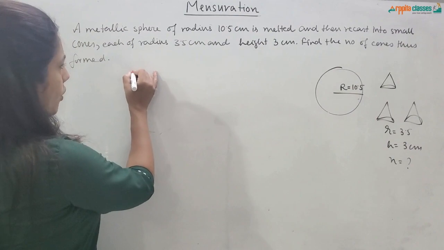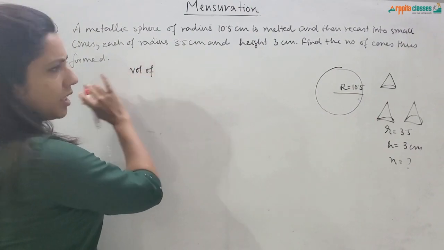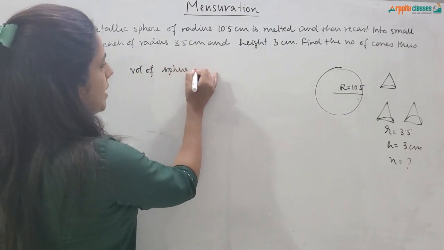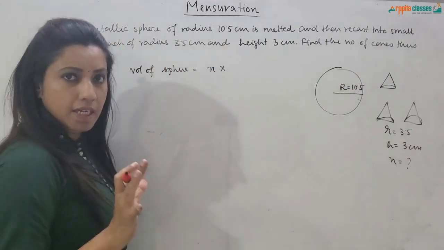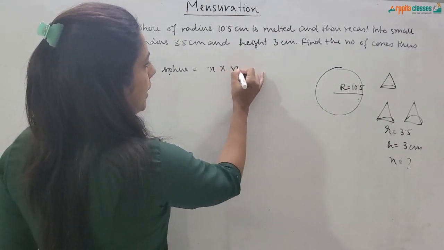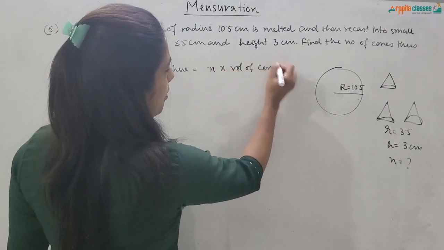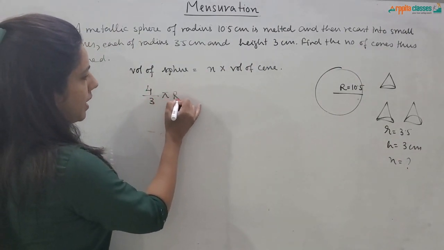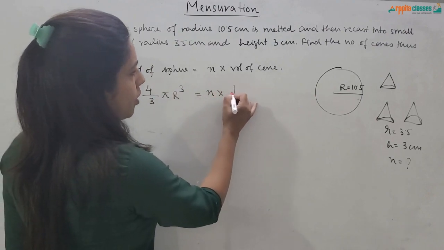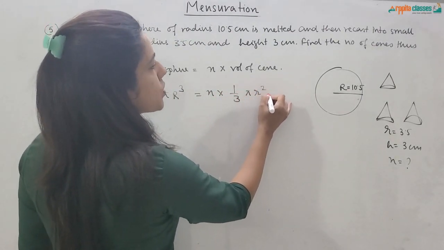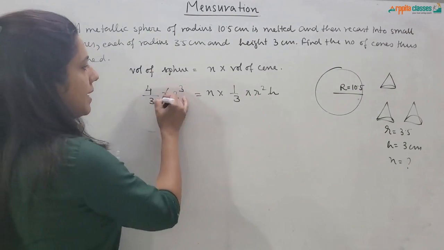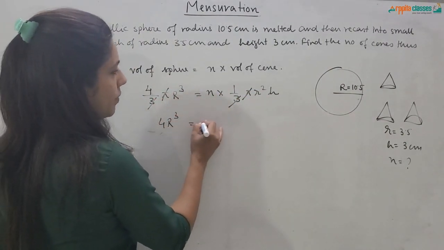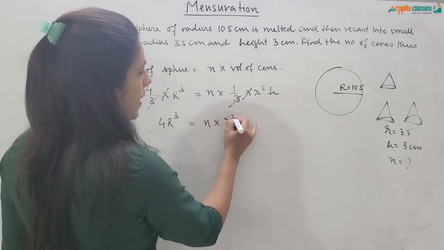So here, you can write down the information given first. Volume of sphere will be equal to n into volume of each cone, because we are considering n number of cones formed. So volume of sphere, 4 by 3 pi R cube, is equal to n into 1 by 3 pi r square h. First we'll cancel pi and pi, 3 and 3. So we are getting 4 R cube is equal to n into r square h.